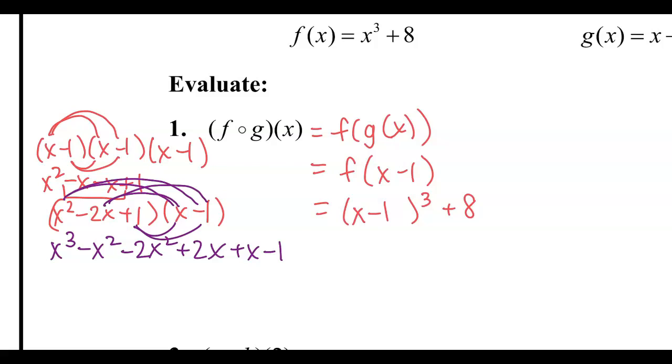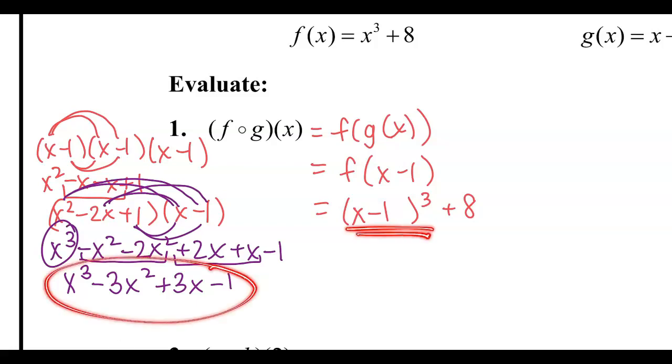From here, I'm going to combine my like terms. So, I only have one x cubed. The x squareds I can combine. So negative x squared minus 2x squared is negative 3x squared. Don't combine the exponents, leave it as a 2. Now I'm going to combine my x's, which will give me positive 3x. And lastly, I'll combine my 1. Well, there's nothing to combine with 1, so I'll just leave it as 1. All of this is what this was simplifying to.